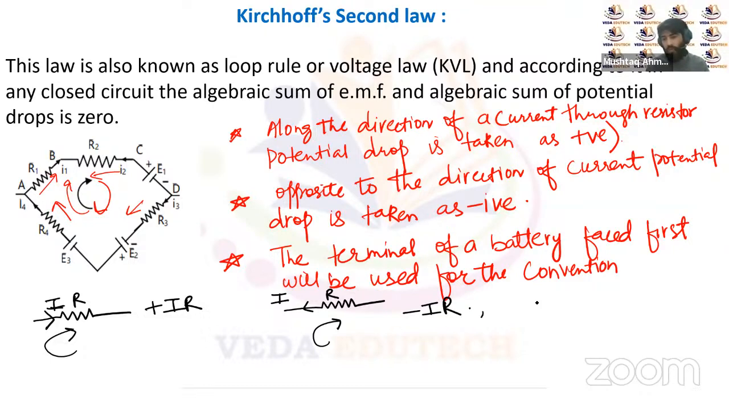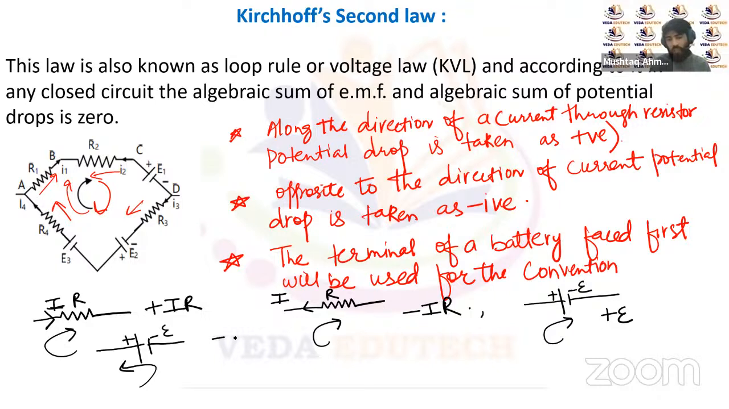Similarly, if I am passing through a battery or EMF, let the EMF of this battery be E. Let's suppose I'm moving in this direction in a circuit. I'm facing the positive terminal of this battery first, so I'll be taking it as plus E. And for the same battery, if I'm moving in the opposite direction, the first terminal I'll be facing will be the negative terminal of this battery. Then I will be taking this EMF as minus E.